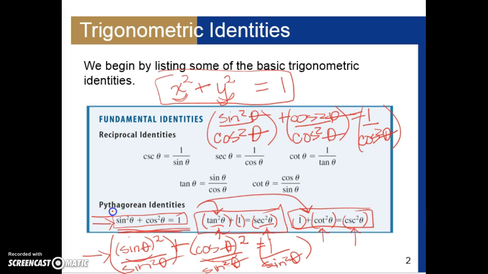So make sure that you know all of these Pythagorean identities. Basically, what you have to do is just memorize this Pythagorean theorem in terms of sine and cosine, and then the other two you can come up with by dividing through each term either by cosine squared of theta or by sine squared of theta.